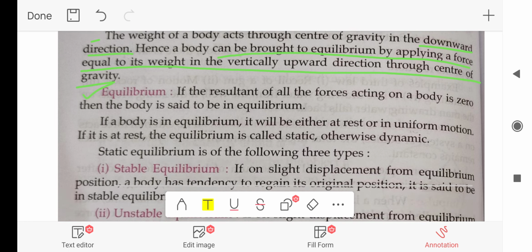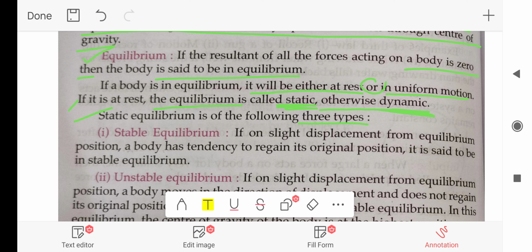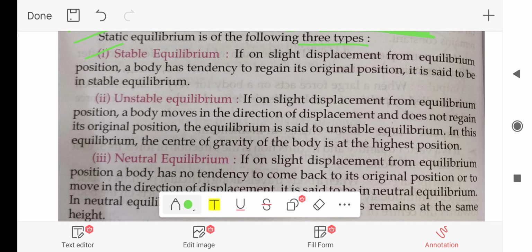Equilibrium. If the resultant of all the forces acting on a body is zero, then the body is said to be in equilibrium. If a body is in equilibrium, it will be either at rest or in uniform motion. If it is at rest, the equilibrium is called static, otherwise dynamic. Static equilibrium is of the following three types. Stable equilibrium. If on slight displacement from equilibrium position, a body has tendency to regain its original position, it is said to be in stable equilibrium.